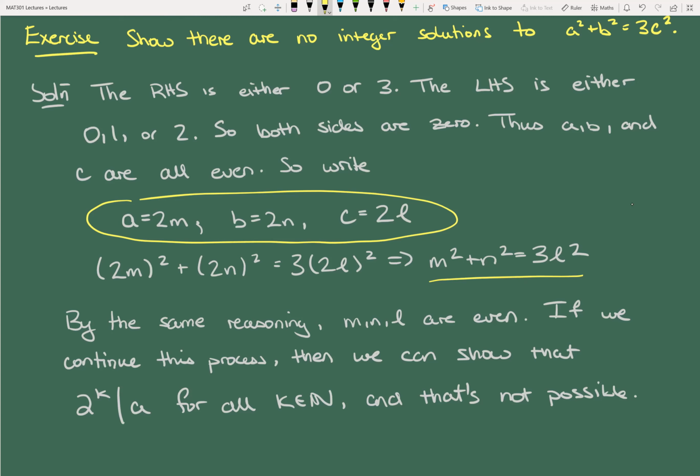But I would say it would be okay to say, look, clearly this is ridiculous, because if I continue to do this, I divide by 2, I get a new number. I divide it by 2, I get a new number. And eventually that process has to stop. There's no number that can be divided by 2 an infinite number of times, so you arrive at a contradiction that way. But like I said, if you want to be formal and practice your induction, then that might be something you can do.